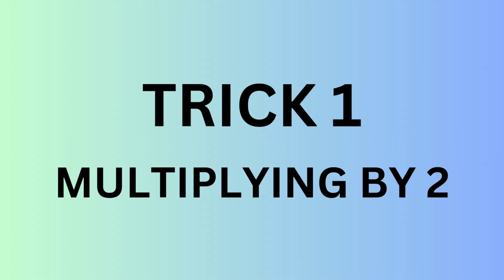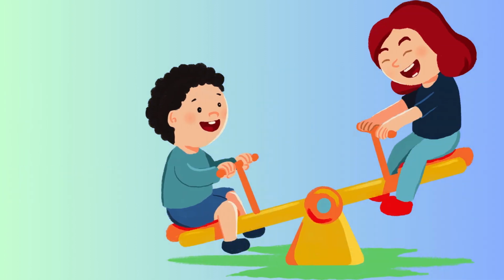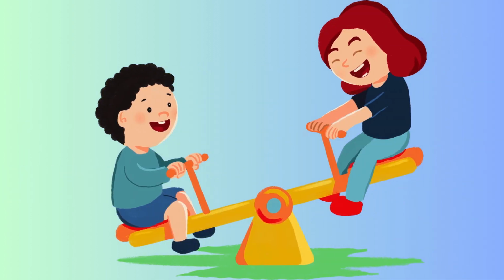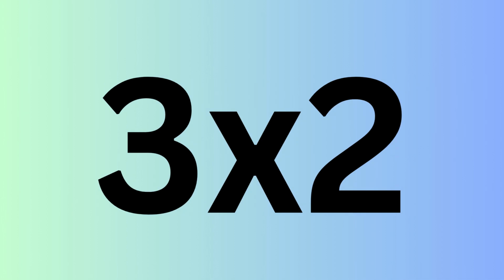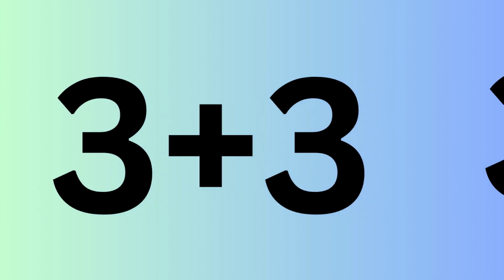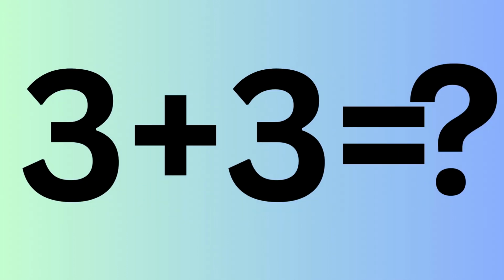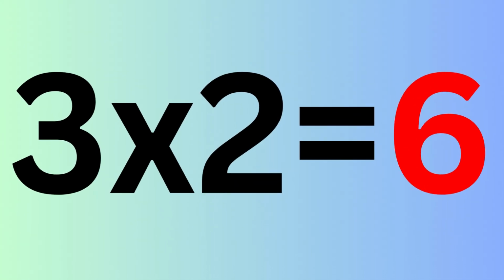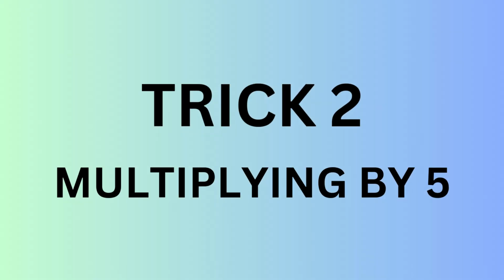Trick 1. Multiplying by 2. Here's the first trick. Multiplying by 2 is just the same as adding the number to itself. For example, 3 times 2 is like saying 3 plus 3. What does that equal? 3 plus 3 is equal to 6. Yes. 3 times 2 is equal to 6. Isn't that easy?